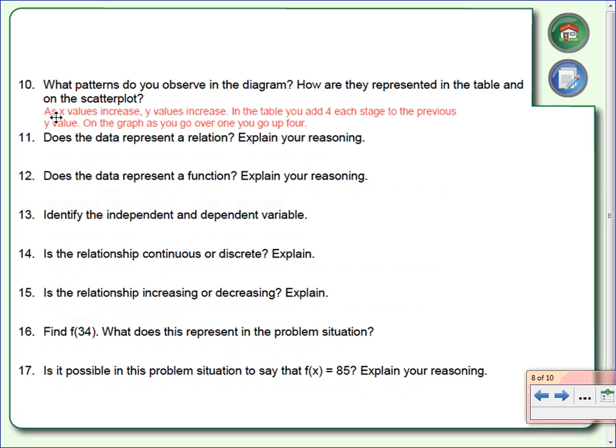How are they represented in the table and the scatter plot? Well, we can tell from the table because the points are increasing. They're going up. How exactly can we tell in the table? Well, as the x's are getting larger, what's happening to the y values? They're also increasing. So as one gets bigger, so does the other.